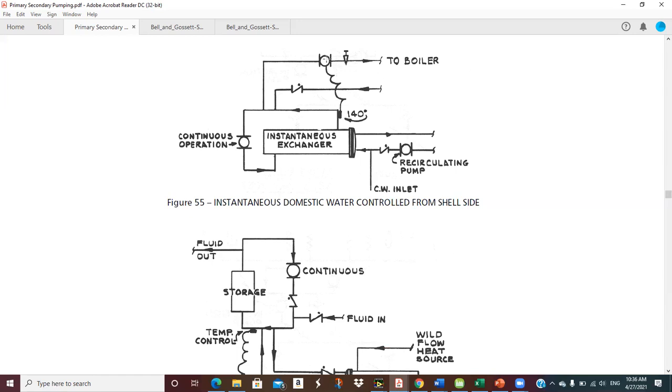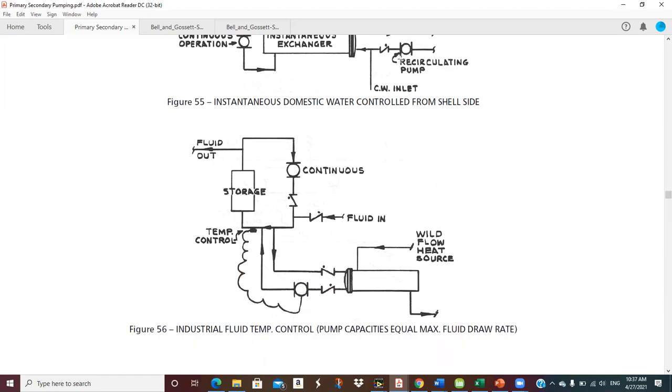So this is my temperature set point. Here's my continuous operation. I'm going to pump this all the time. And so if the temperature falls, then this pump runs, and I pull some hot water, put it into this continuously circulating loop, and then send the return back to the boiler to be reheated. So you can do that.